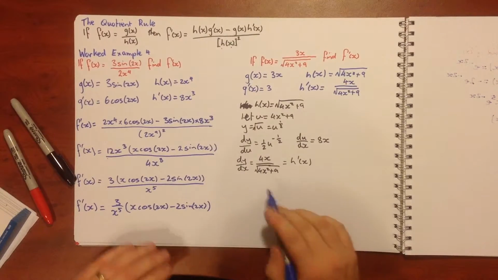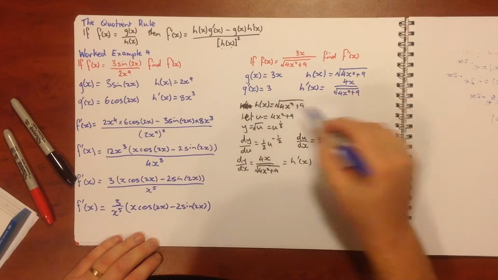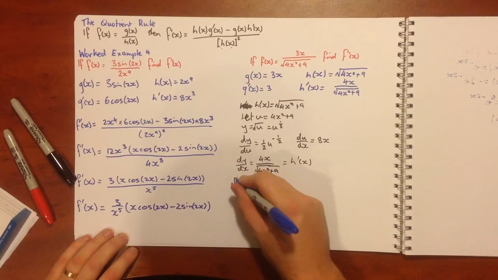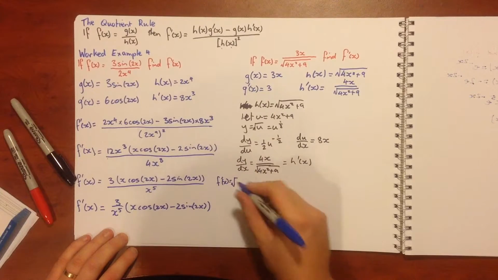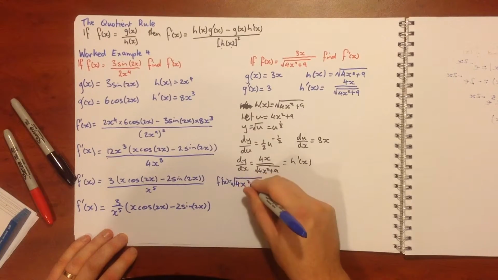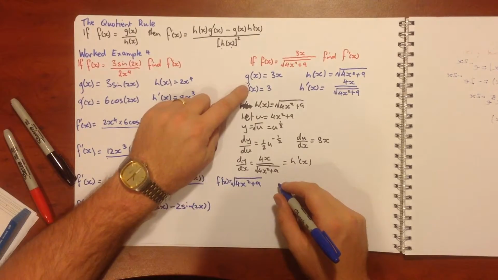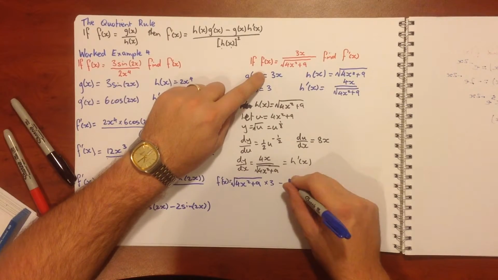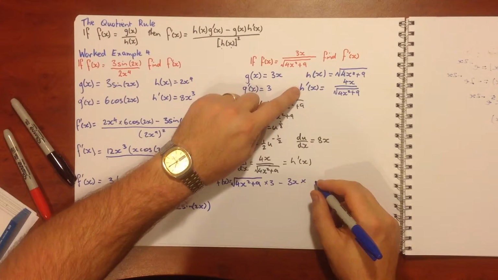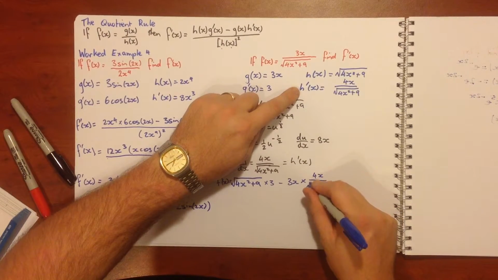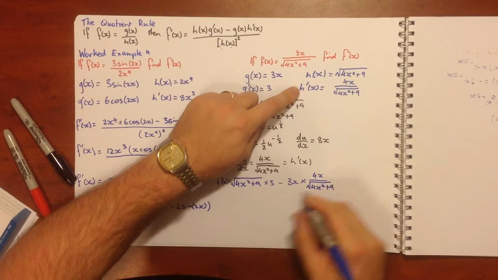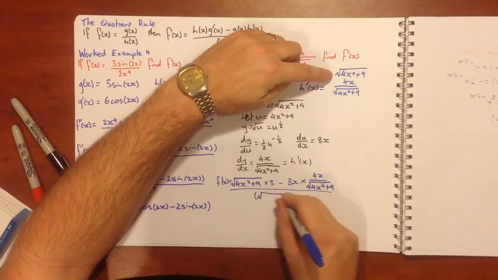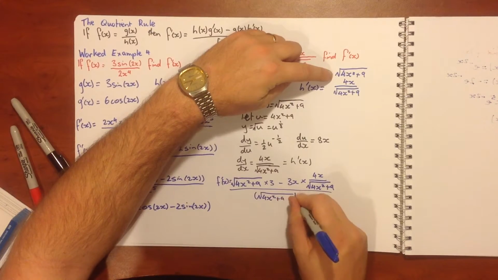Now we can build up our equation. Saying f dash of x now, it's the square root of 4x squared plus 9, which is h of x, times g dash of x, which is 3, minus g of x, which is 3x, times h dash of x, which is 4x on the square root of 4x squared plus 9, and that's all over h of x squared, the square root of 4x squared plus 9 squared.